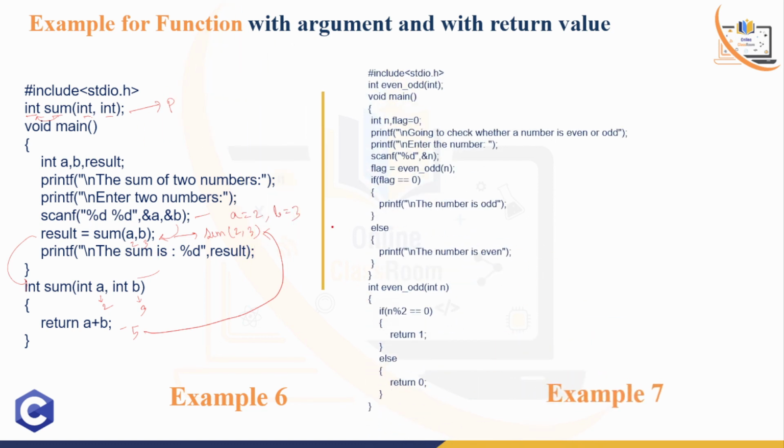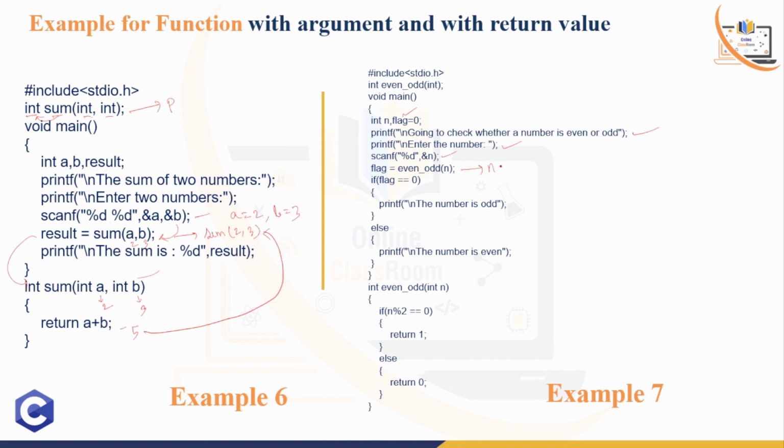Again there is another example: finding out whether a number is even or odd. When we want to find out whether a number is even or odd, obviously the concept of if else must be there, right? Now we are going to check whether a number is even or odd. Enter a number n, suppose, and after that flag, which is nothing but an integer value, and the first time the value of flag equals 0. After that, even underscore odd, suppose it is a function name, and n is there. n means it is a user input.